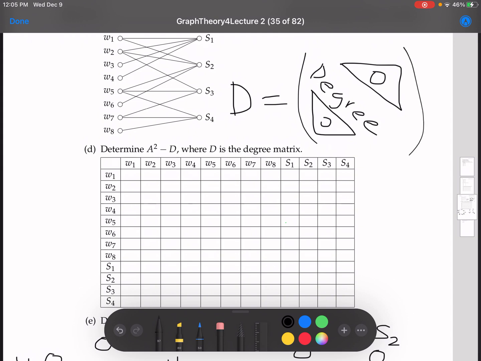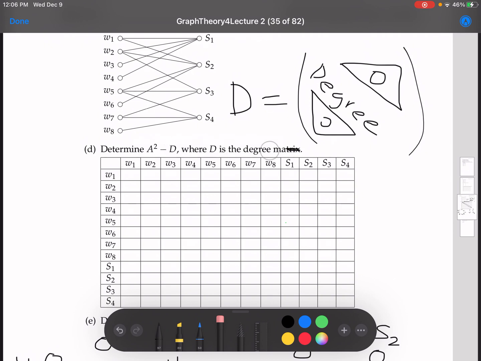And remember what we found in graph theory 3 was that down the diagonal of A squared is the degree of the vertex. So in the matrix A squared, let's get rid of the D for right now. In the matrix A squared, we have the degrees down the diagonal, right? These are the degrees of each of the vertices down the diagonal. So when we look at A squared minus D, what happens is we're just taking away all of the degrees down the diagonal.